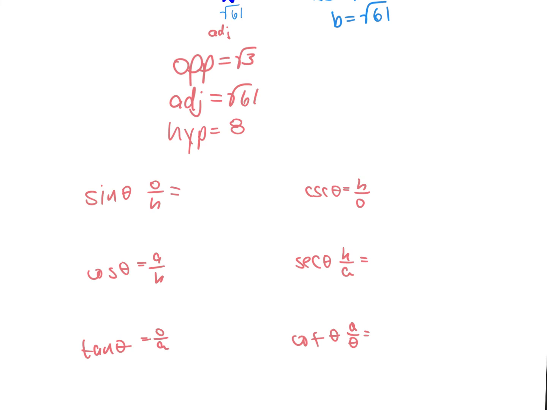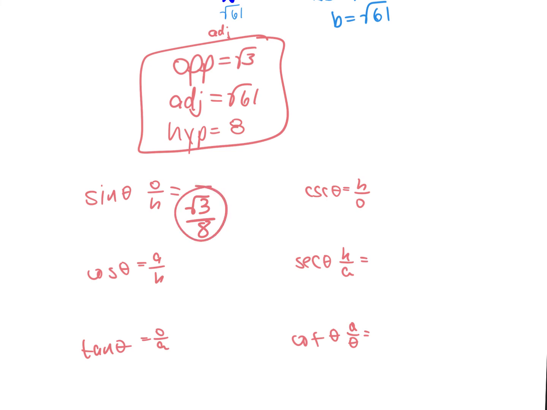You guys with me? Yeah. You're doing a great job. So sine is opposite over hypotenuse. The square root of 3 over what? 8. Perfect. When I flip it to find my cosecant, it's 8 over the square root of 3. Problem? The square root of 3. So this becomes 8 square root of 3 over 3. That's it.